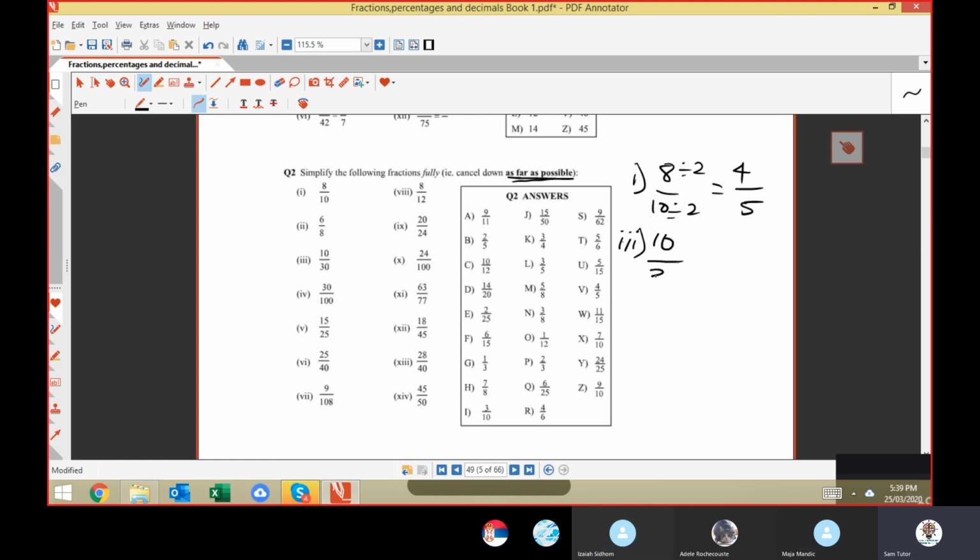But let's do 10 over 30. All right, what do we want to divide this one by? You can divide it by 10. I agree with that. Can you give me another number? 10 is the answer, but can you give me another, 2?